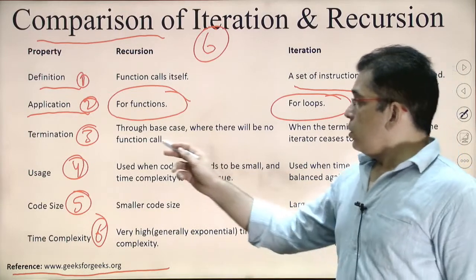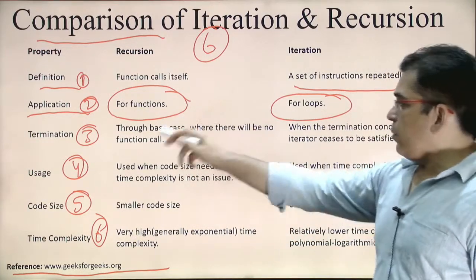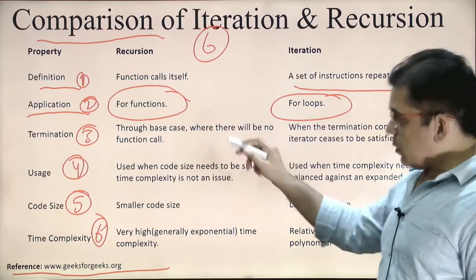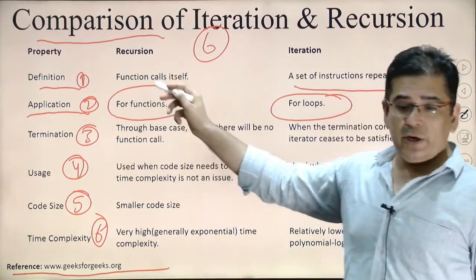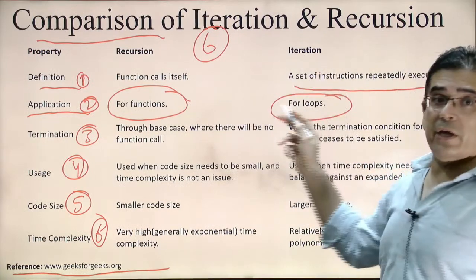So, through the base case the termination of recursion will be done. So, the third parameter is termination, how to terminate recursion or how to terminate iteration.